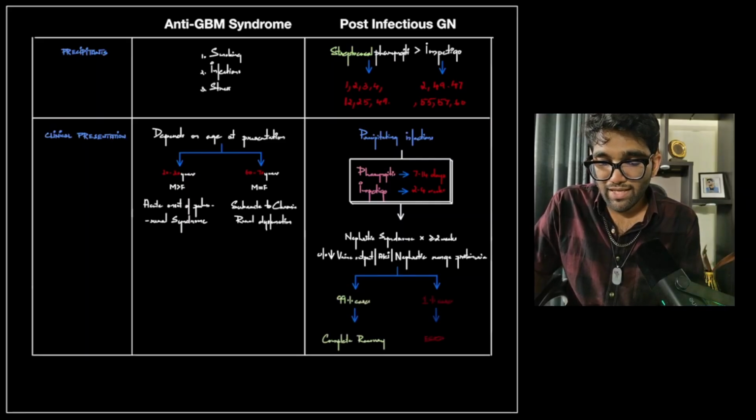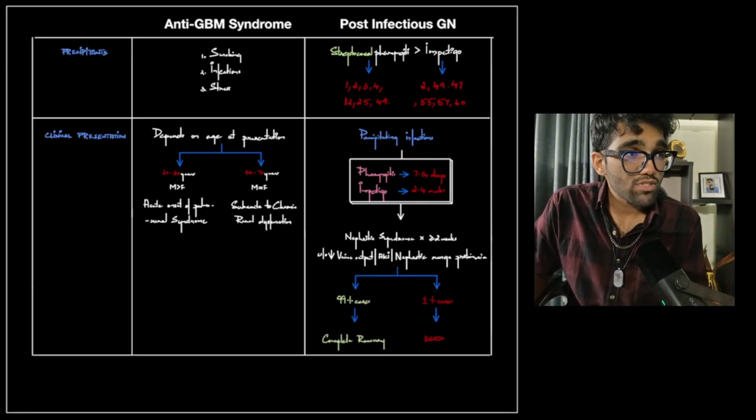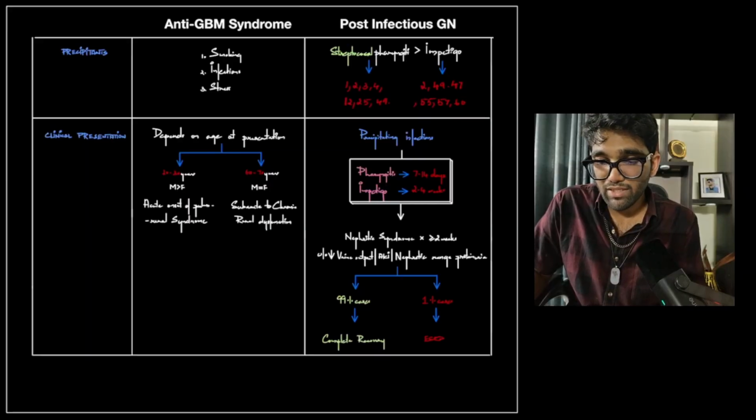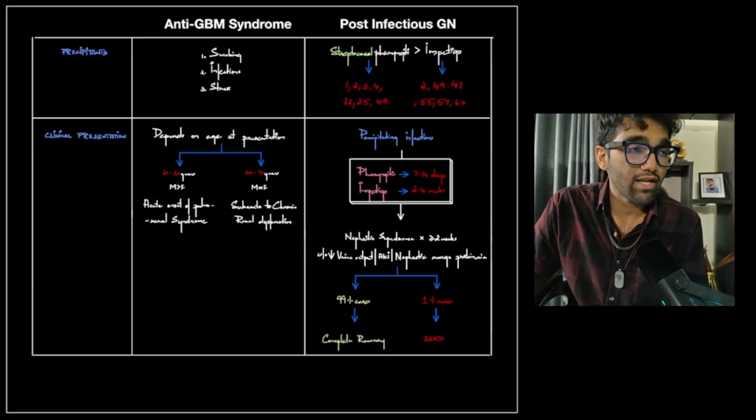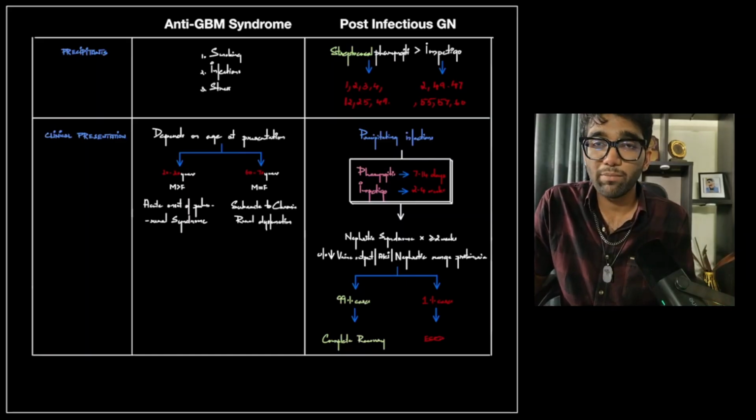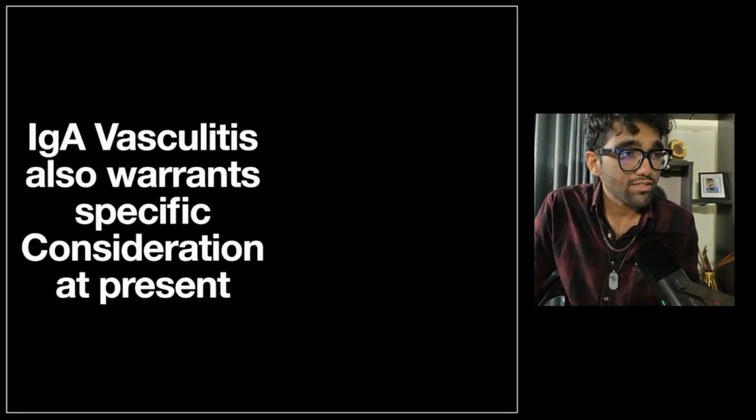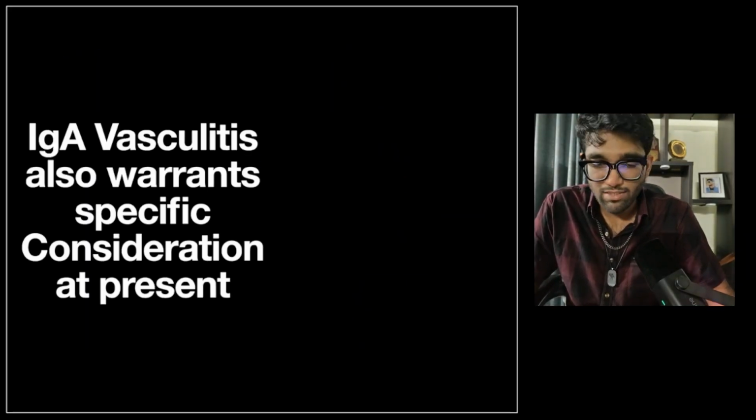Okay, so as you can see, 99% of post-streptococcal GN cases have complete recovery, and in fact, almost all post-infectious and para-infectious GN recover remarkably well if you treat the primary infection. So that warrants specific diagnosis as early as possible.